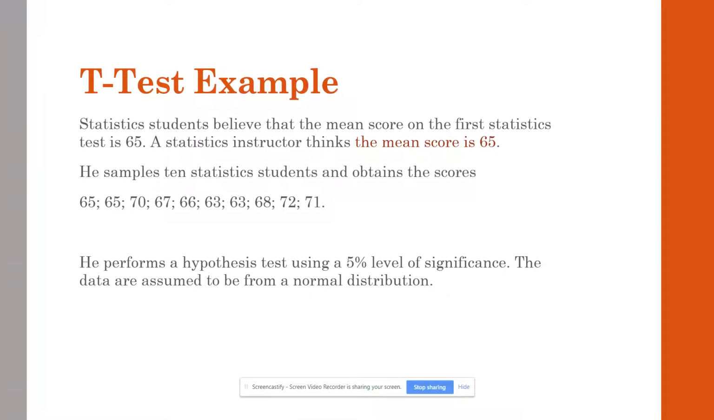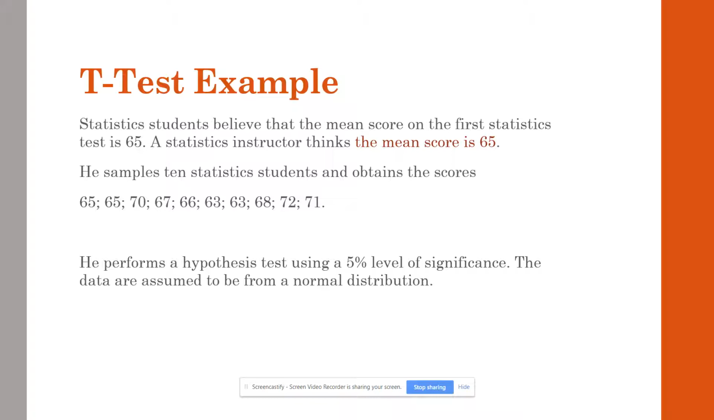So let's do an example for t-test. Statistics students believe that the mean score on the first statistics test is 65. A statistics instructor thinks that the mean score is 65. So he samples 10 statistics students to obtain the scores. So here's the scores: 65, 65, 70, 67, 66, 63, 68, 72, and 71. Okay, he's going to perform a hypothesis testing using a 5% level of significance. The data are assumed to be from the normal distribution.